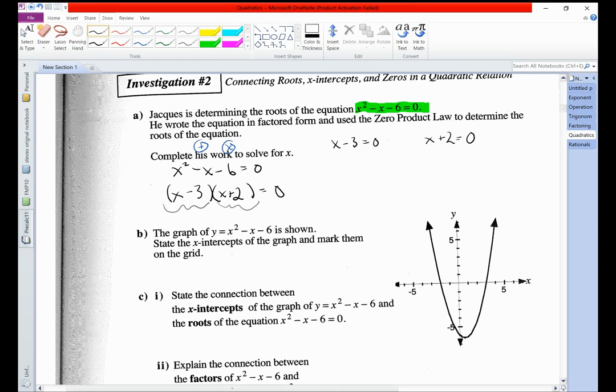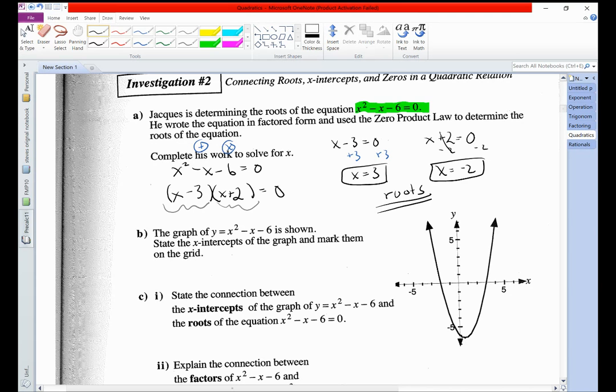Then we can hopefully remember from lesson 7, I believe, in factoring: add 3 to both sides, x is equal to 3, and here subtract 2 from both sides, and x is equal to -2. So those are the roots. Those are the roots of the equation.